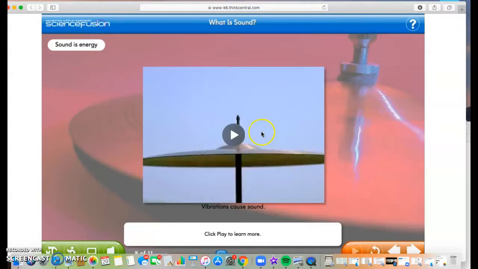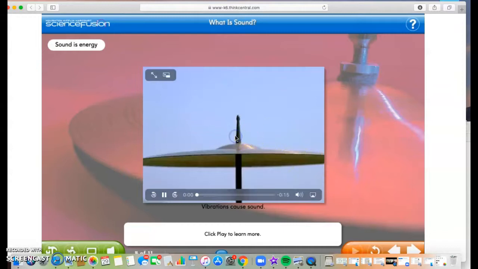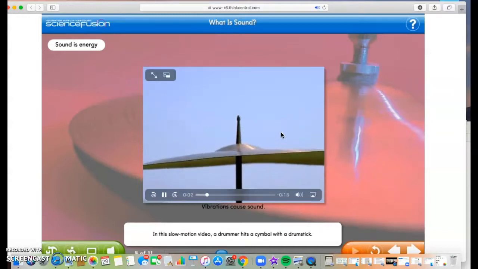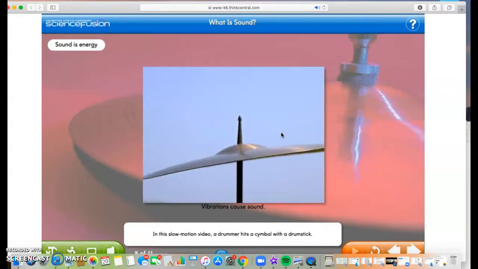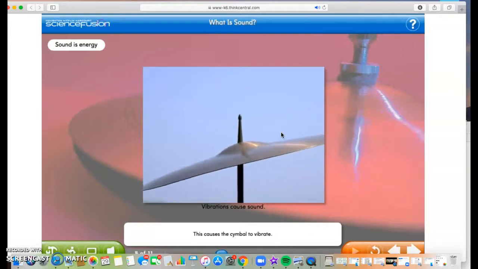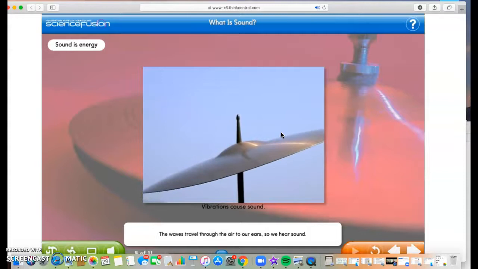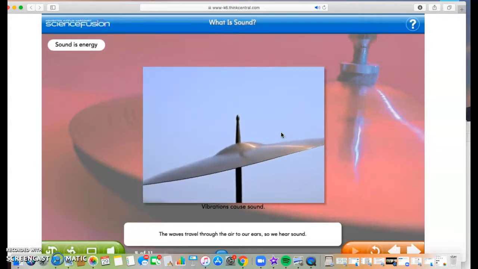Okay, here's how the cymbal's going to show us. In this slow motion video, a drummer hits a cymbal with a drumstick. Whoa. This causes the cymbal to vibrate. The vibrations make waves in the air. The waves travel through the air to our ears, so we hear sound.